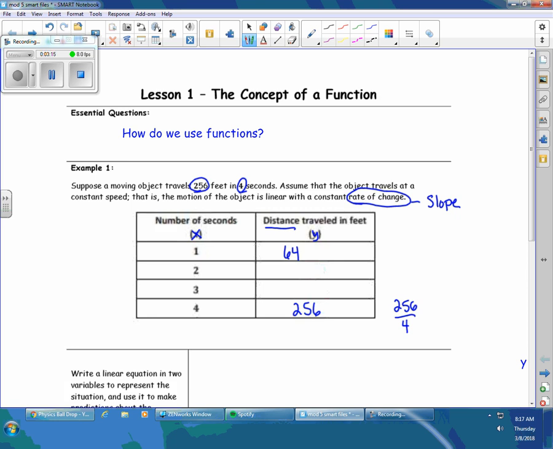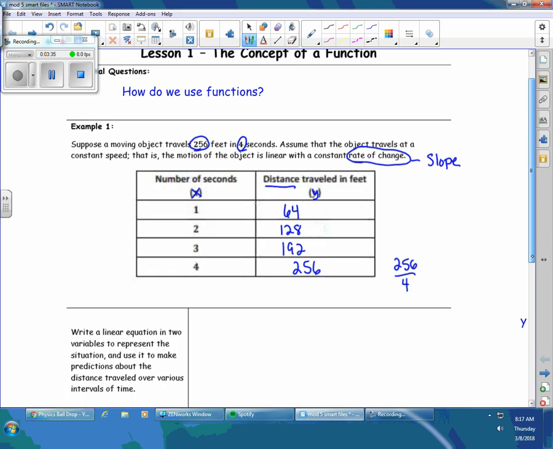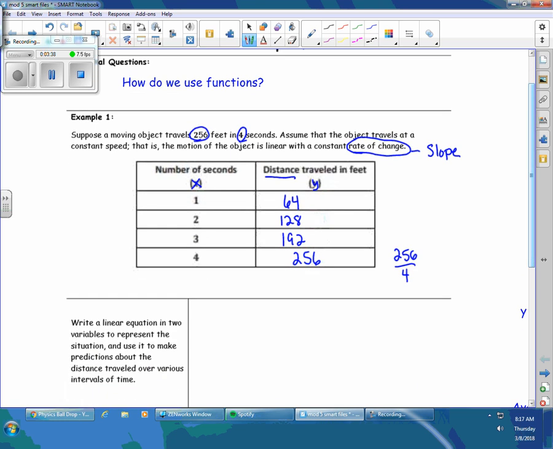So in 2 seconds, I'm going to take 64 and multiply by 2. It's going to be 128 feet. And in 3 seconds, it would be 192. Again, I'm taking the distance that it travels, 64, and multiplying it by the number of seconds. So if I want to write a linear equation in 2 variables to represent this situation, how would I do it?